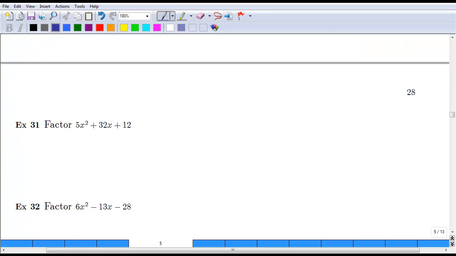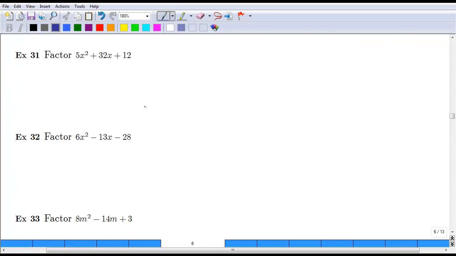So let's try this out and see how it works. Our first example here, if we have 5x squared plus 32x plus 12. You could try guess and check, and it wouldn't be too horrible because 5 is prime, so you've only got the options of 1 and 5. But you'd have to go through a few options as far as 12 is concerned. So let's try the AC method.